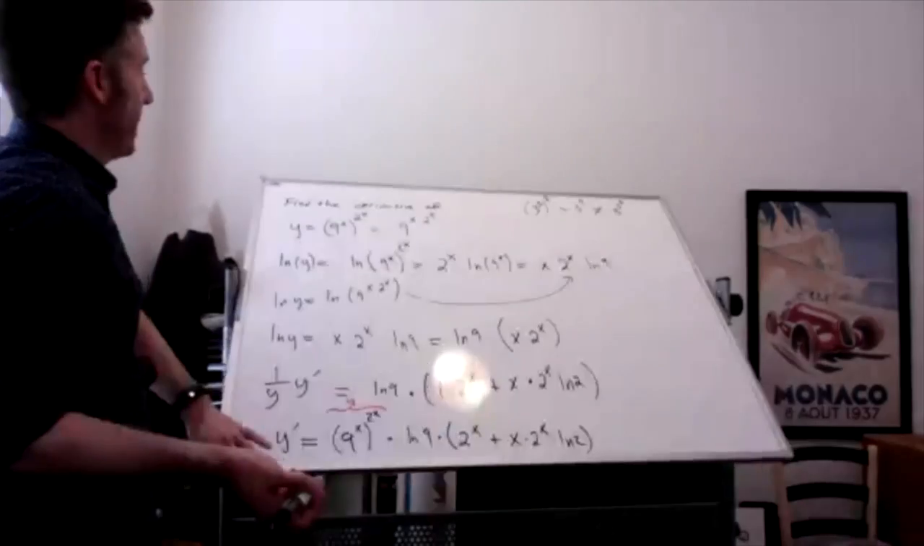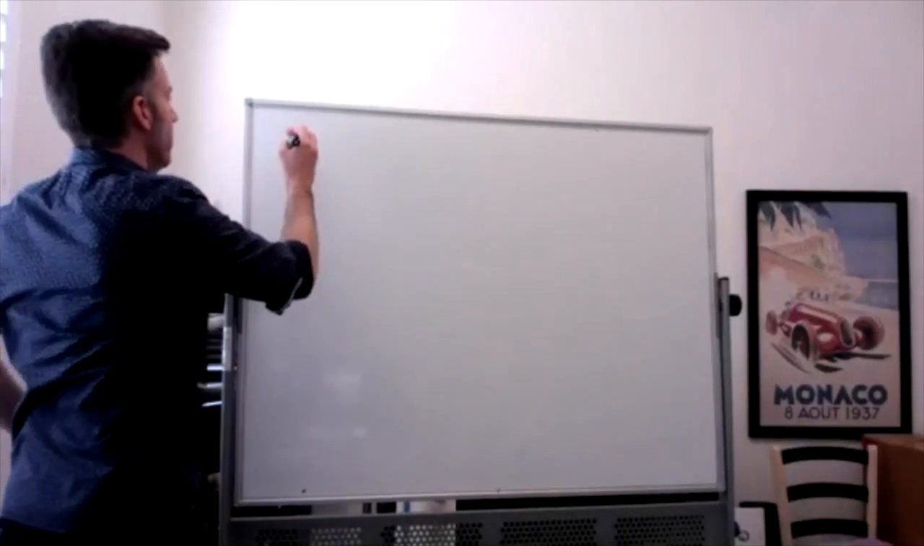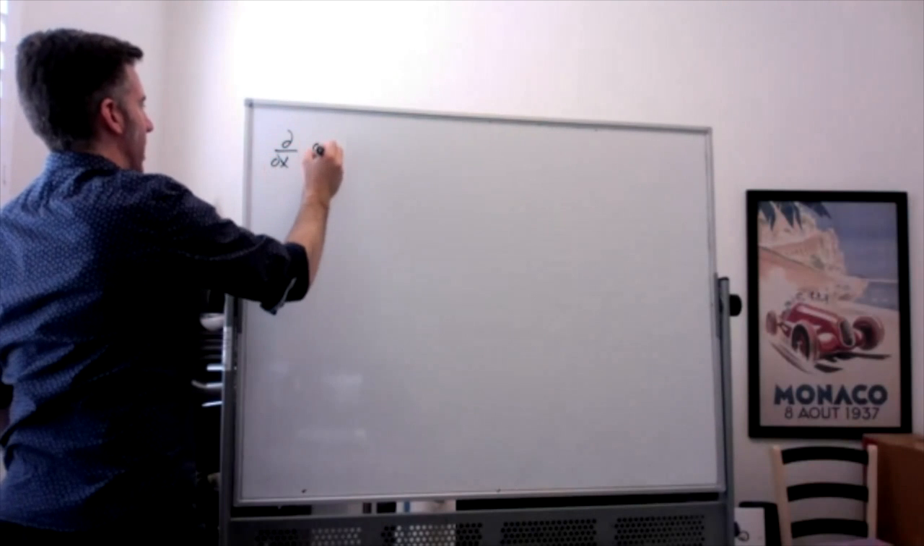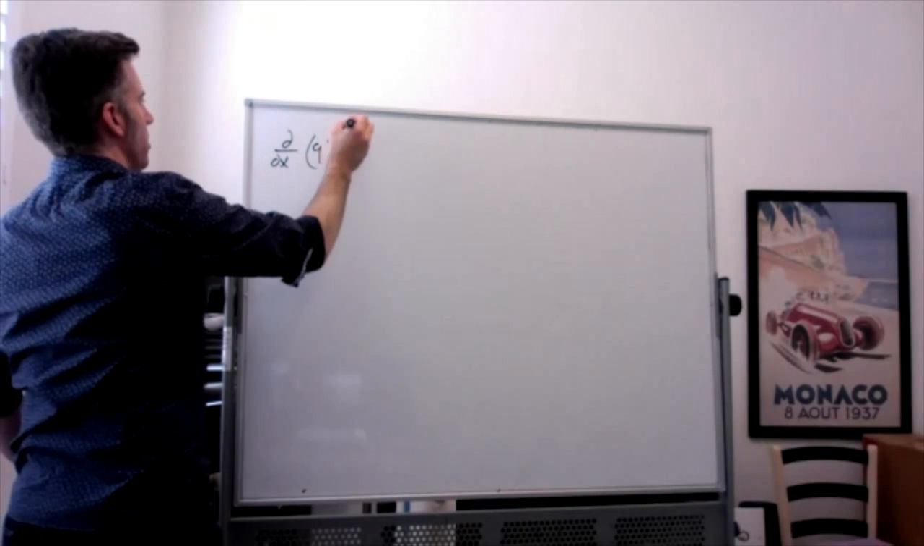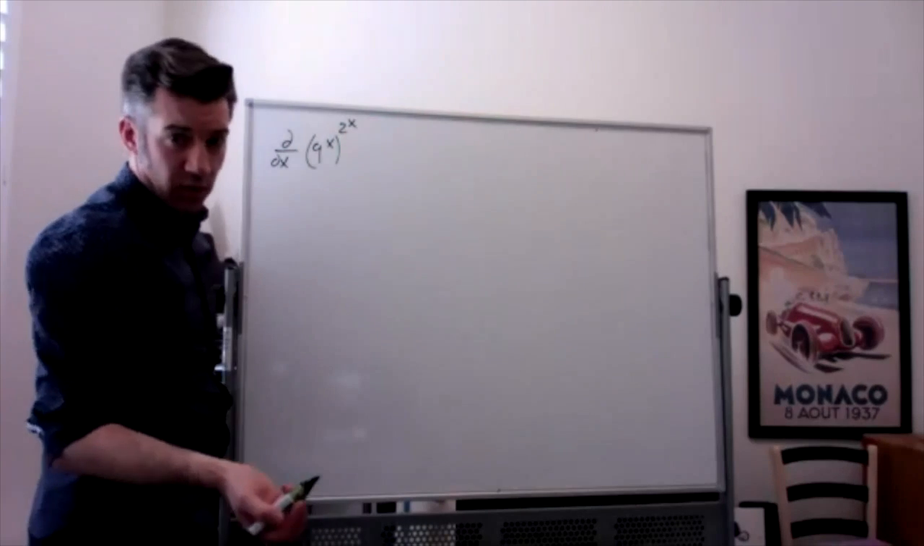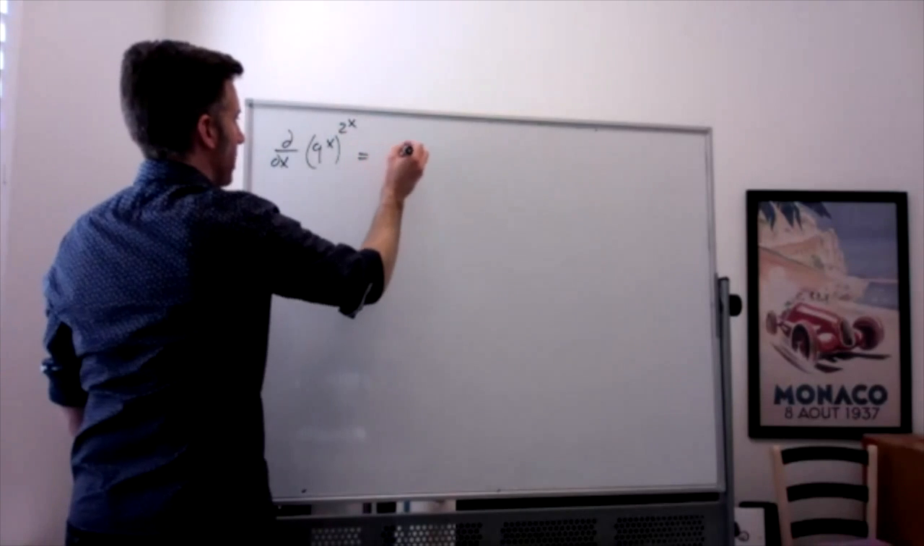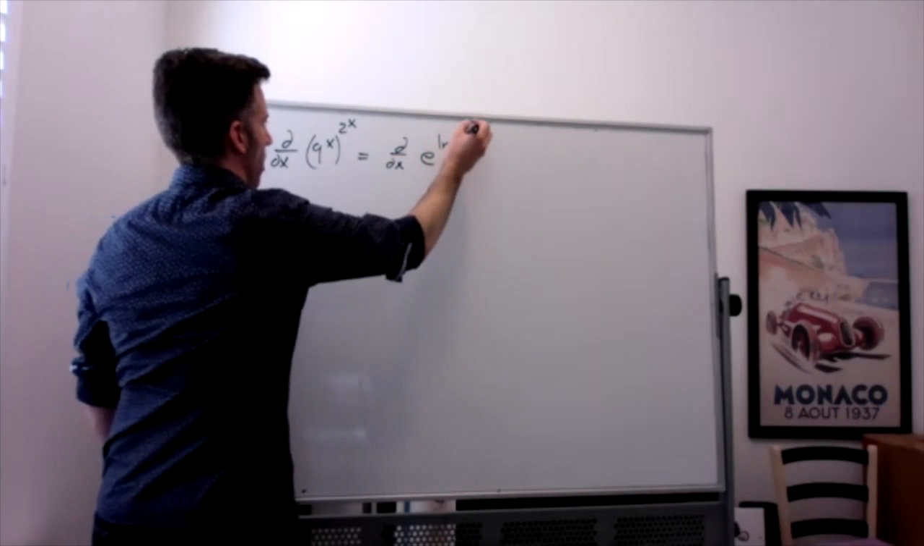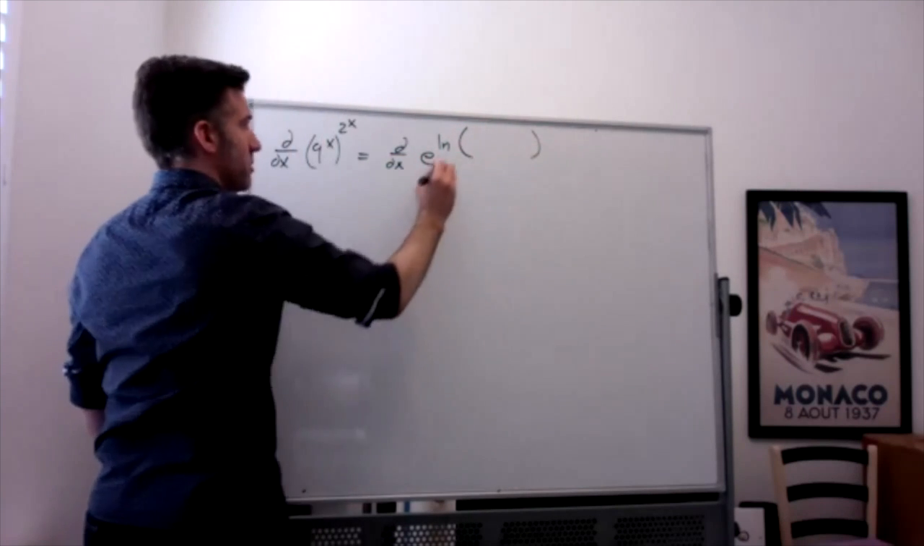So let's do it again, just because it's so much fun. So we've got the derivative of 9 to the x to the 2 to the x, which we're going to rewrite as the derivative of e to the natural log of the same thing.